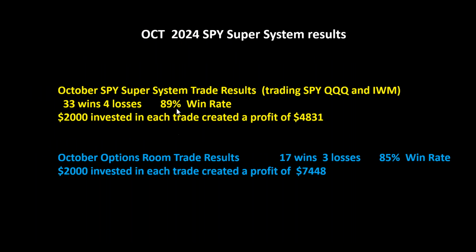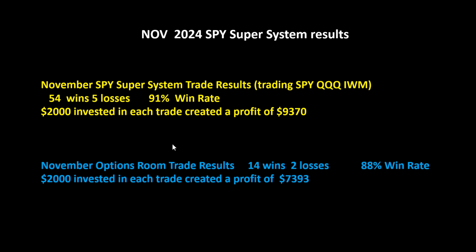Now, it's important to understand that these SPY super system trades, the ones for the indexes, are not included in the room totals. This is completely separate. So this was October. The SPY super system trades for the indexes was 33 and 4, again, produced 48.31. And the room itself, not counting these, because these are the intraday to swing trades, 17 and 3 produced 74.48. So these are not included in each total. Each total is separate. So that was October. That was November.